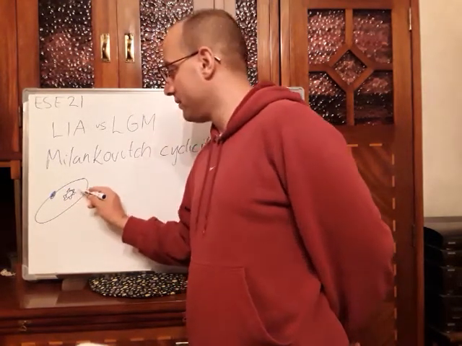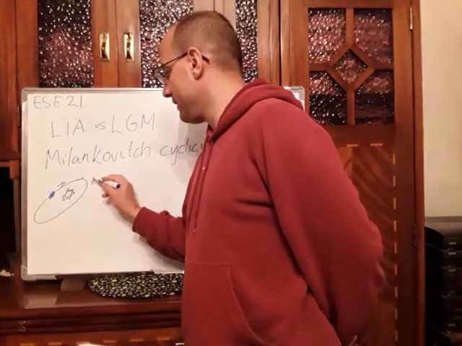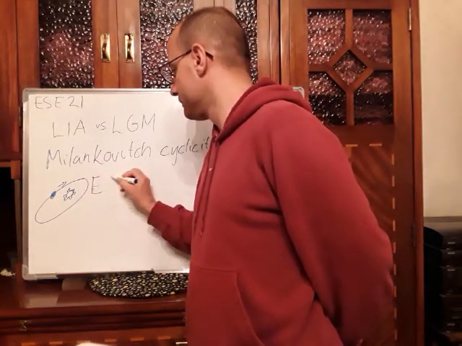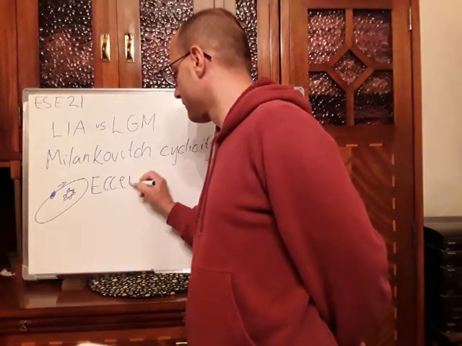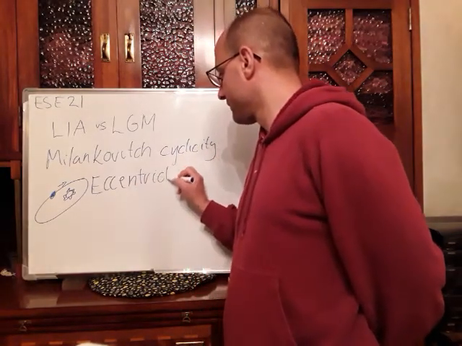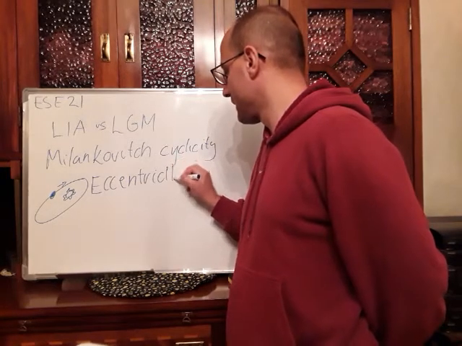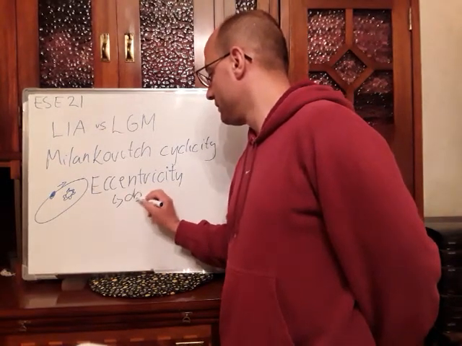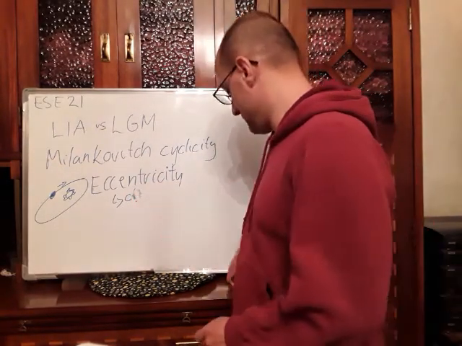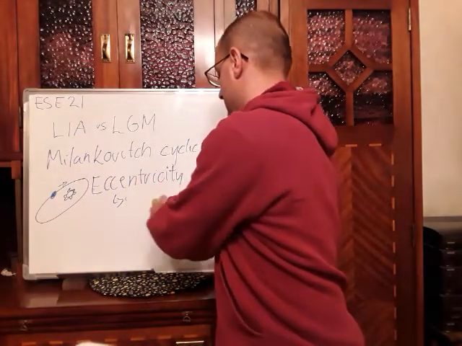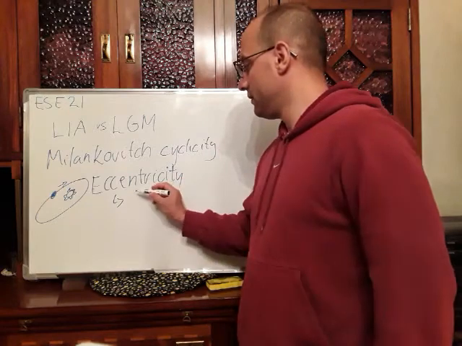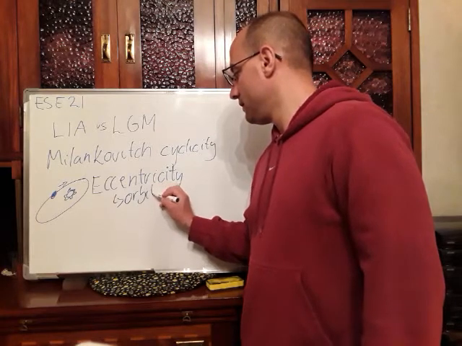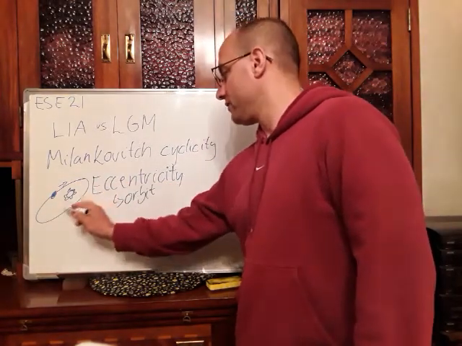Earth around the sun. So this is eccentricity. Eccentricity is about the orbit. So the path of the planet around the sun.